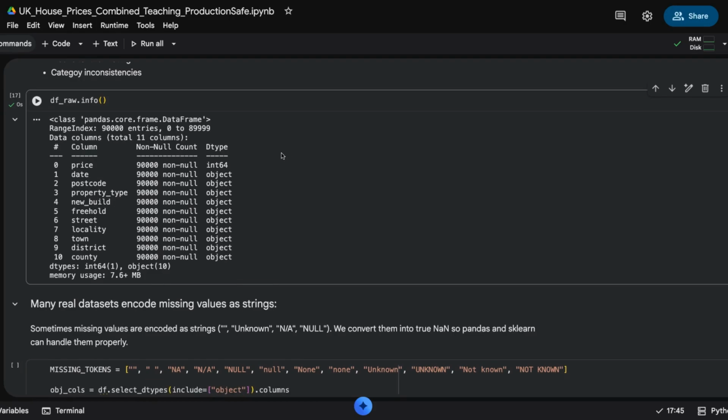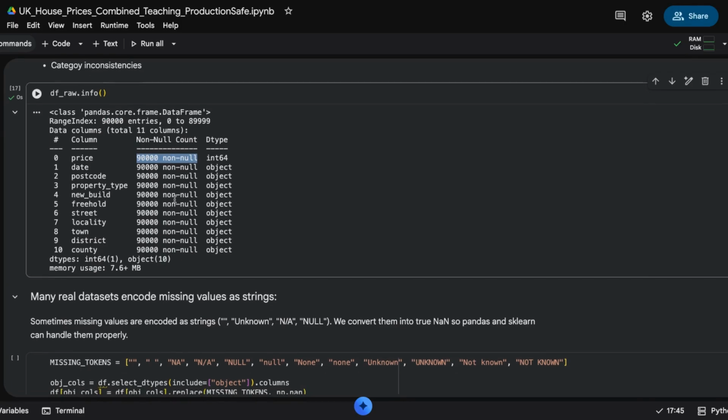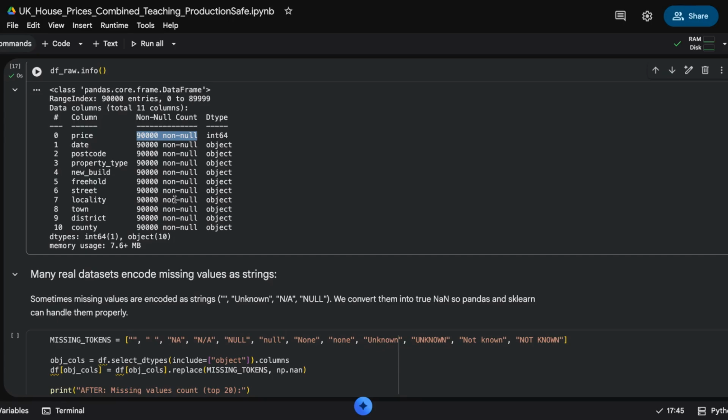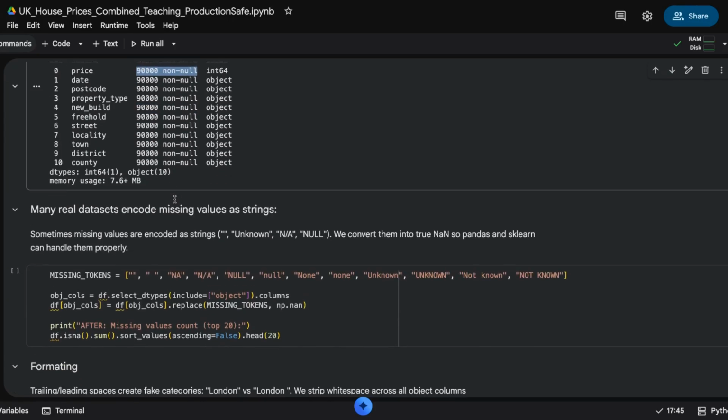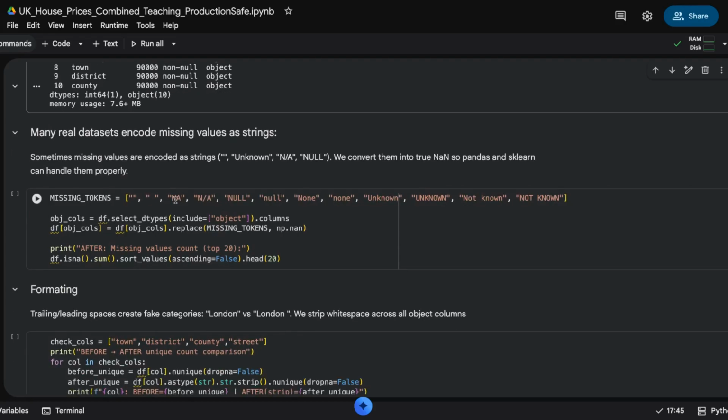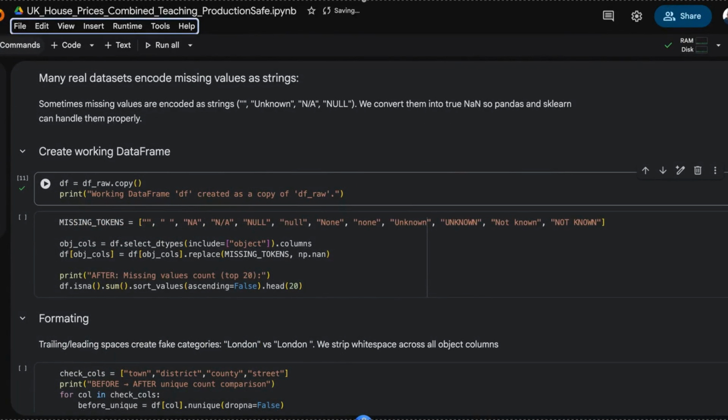The dataset shows 90,000 rows, 11 columns, 90,000 non-null values in each column. At first glance, this suggests there are no missing values. But this only tells us there are no explicit NaN entries. It does not guarantee there are no hidden missing values. This distinction is important. In real-world datasets, missing values are often disguised.